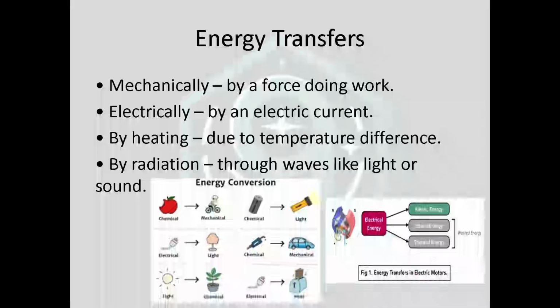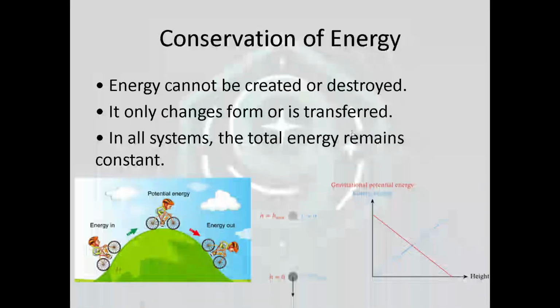But all the systems follow the same rule. The total energy stays constant, but it changes form. Next up, we're going to go into more conservation of energy. It cannot be created or destroyed, it only changes form or is transferred, and in all systems the total energy remains constant, as we've already mentioned. I just wanted to highlight this relationship here on the right, which we will cover in a few slides, gravitational and kinetic. These two types of energy are interlinked. As kinetic energy increases, gravitational potential will decrease and vice versa.